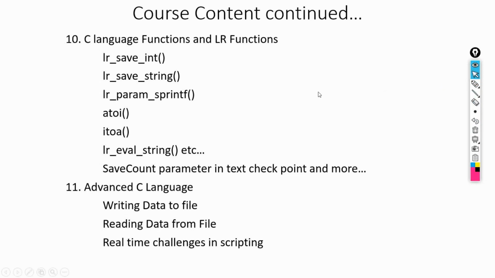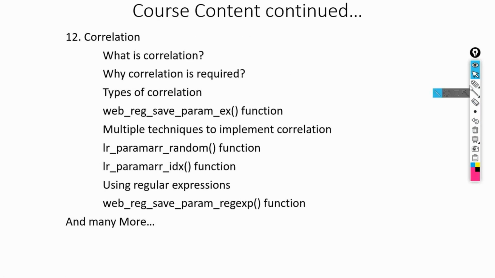Then you have again a very important concept called correlation. It is that important that if you don't use this concept, or if you're not aware of this concept, your script is not at all perfect. Your script will fail. For this concept we will learn for 3 to 4 days, because as I said, it's very important. There are different concepts that we have to discuss for 3 to 4 days.